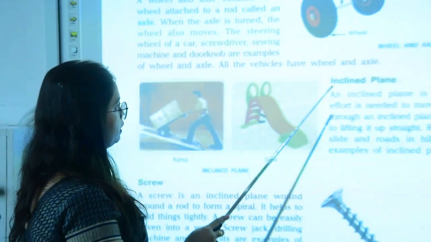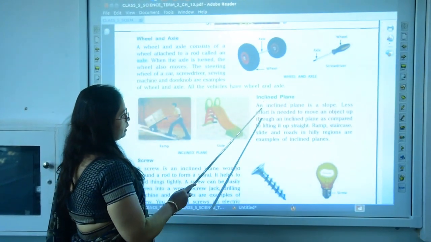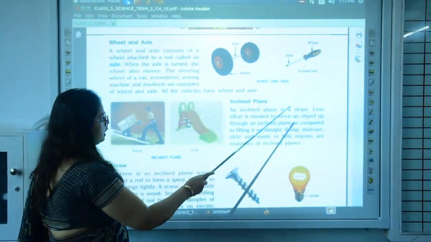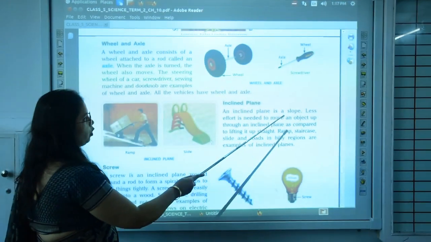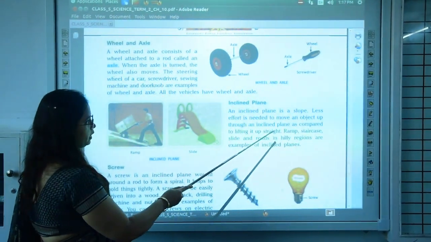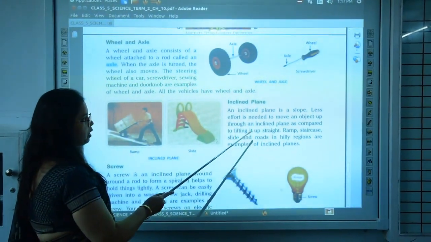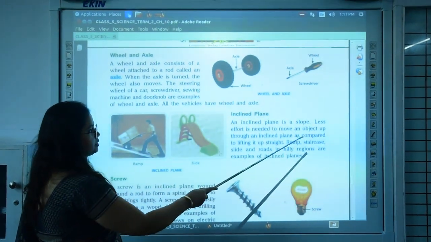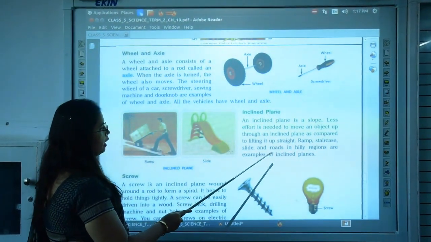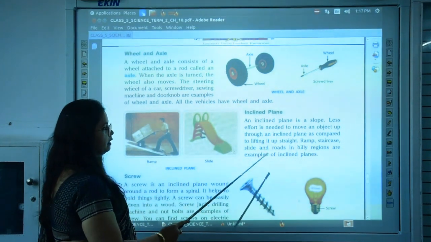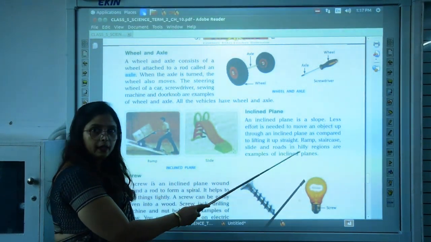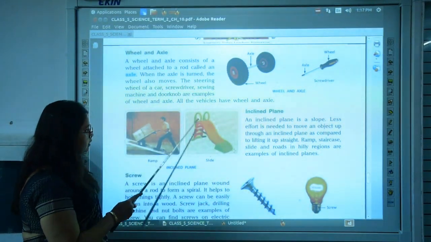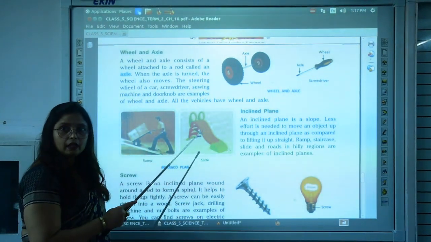Now, another type here is the inclined plane. An inclined plane is a slope. Less effort is needed to move an object up through an inclined plane as compared to lifting it up straight. Ramp, staircase, slide and roads in hilly regions are examples of inclined planes. You can see here this slide, it is one of the examples of an inclined plane.